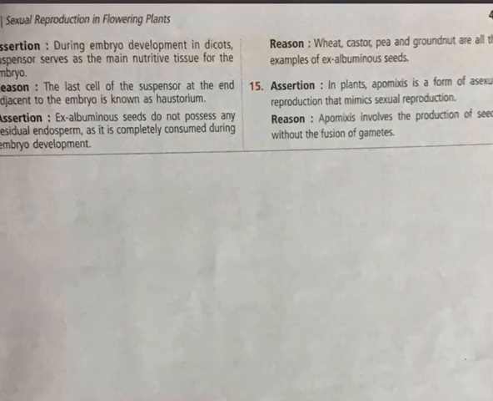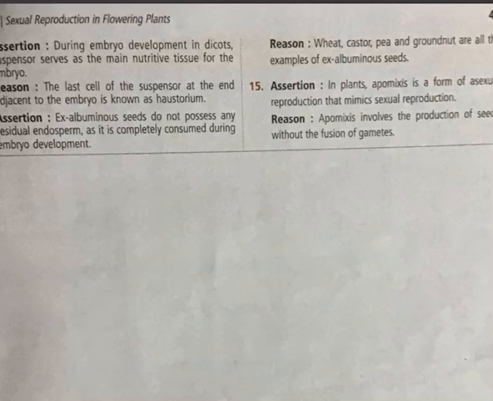Question number 13. Assertion: During embryo development in dicots, suspensor serves as the main nutritive tissue for the embryo. Reason: The last cell of the suspensor at the end adjacent to the embryo is known as haustorium. I think both the statements are wrong.